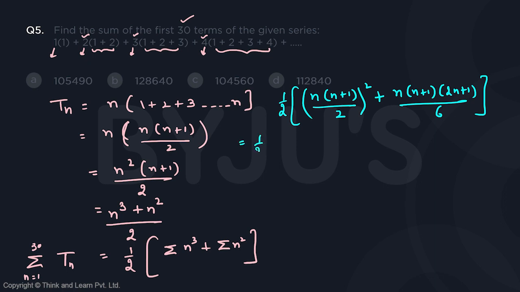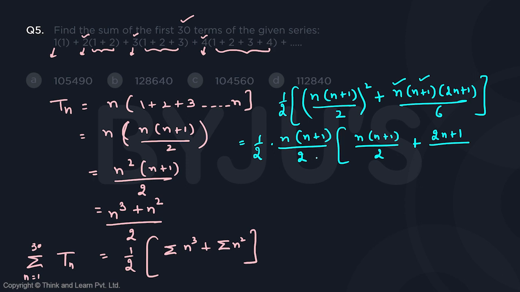Now from both these terms, I can take n common from the numerator, (n plus 1) common from the numerator, and 2 common from the denominator. Inside I'll be left with n into (n plus 1) divided by 2. And in the second term, n has gone out, n plus 1 has gone out, and I'm left with (2n plus 1) divided by, out of 6 that 2 has gone out, so I'm left with 3. Put n equal to 30. I will have 4 in the denominator here.